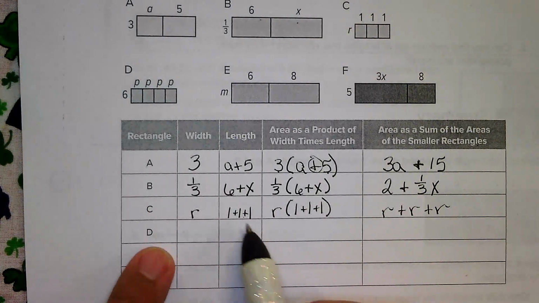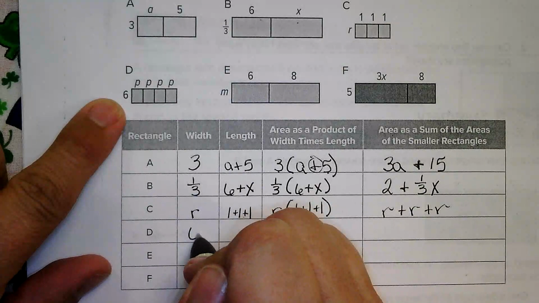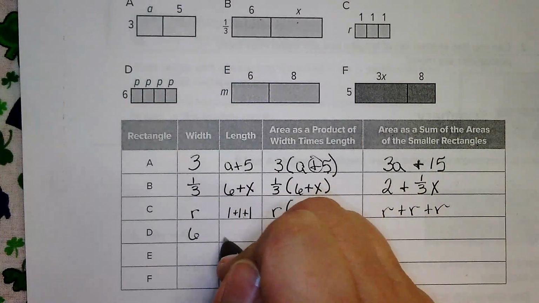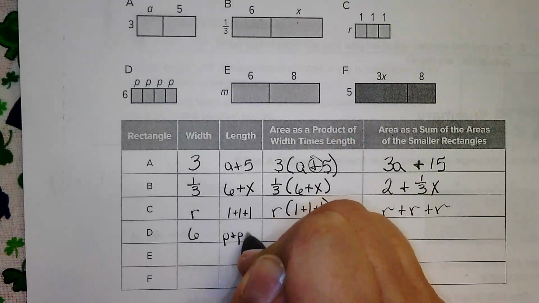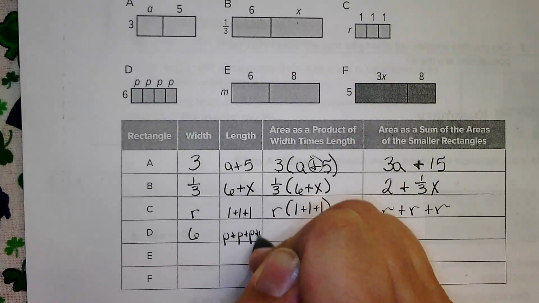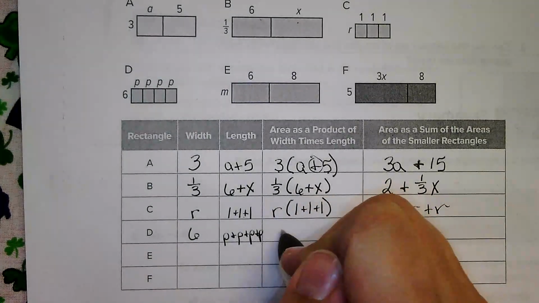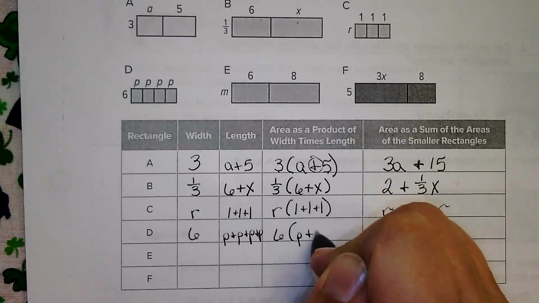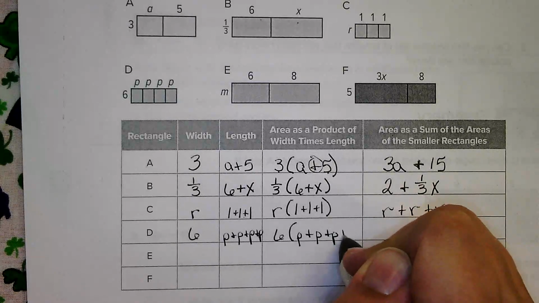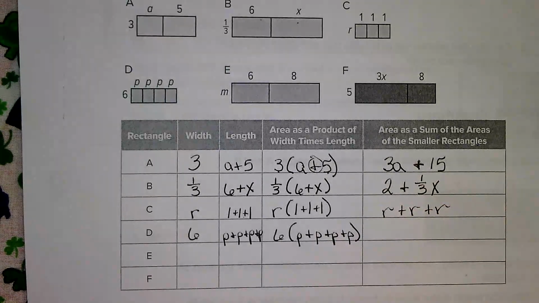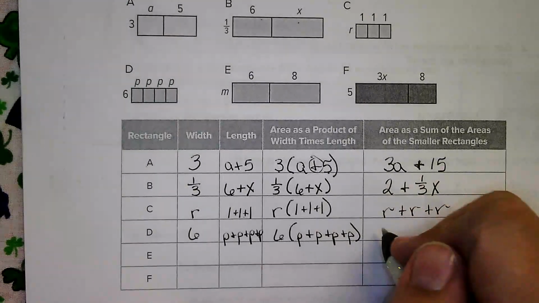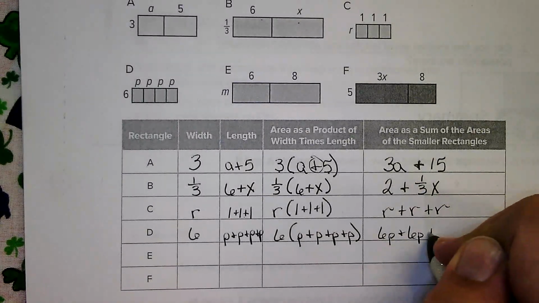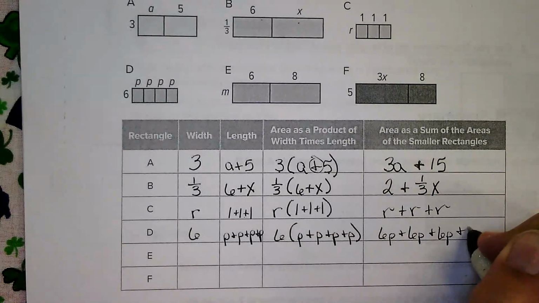All right, D, 6. And I have 1, 2, 3, 4 p's. P plus P plus P plus P. Put 6 on the outside. 1 P, 2 P's, 3 P's, 4 P's on the inside. 6P plus 6P plus 6P plus 6P.